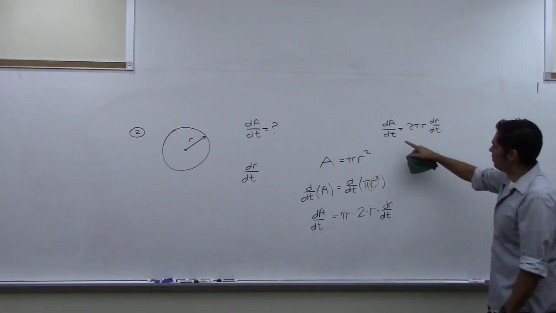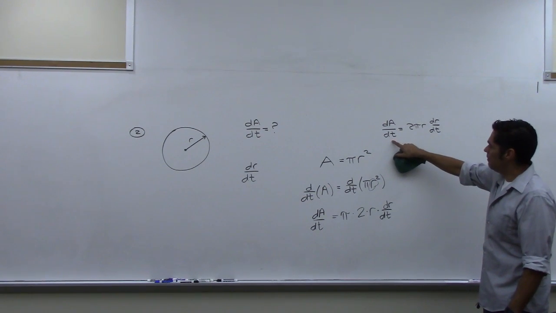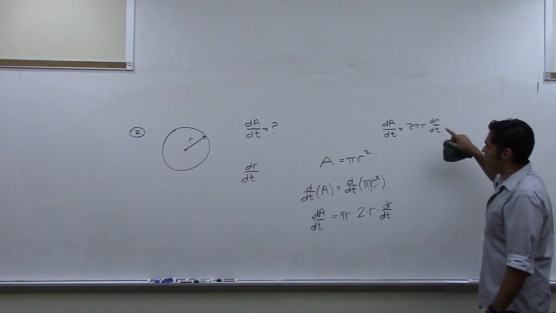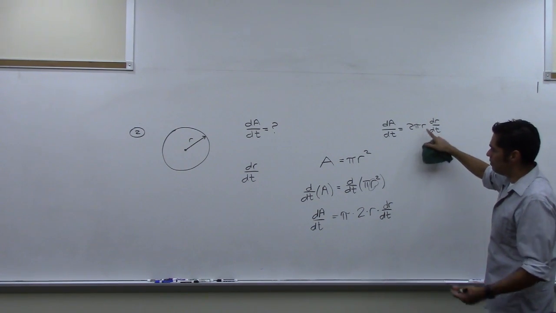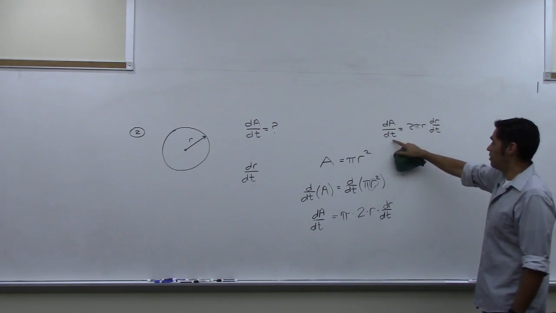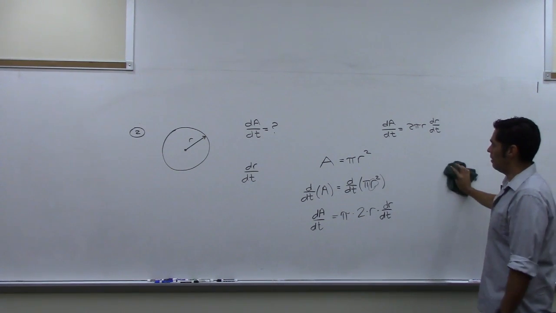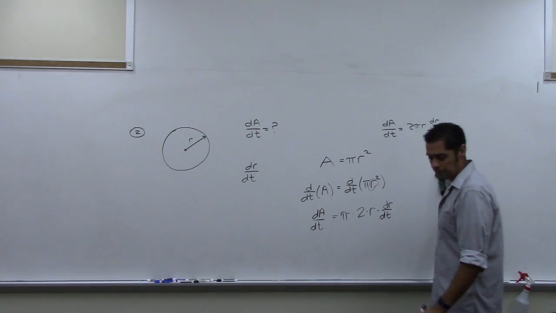So I have expressed the change in area, dA/dt, in terms of dr/dt. Notice we also would need to know what r is, but the problem just asks us to express it with this in it. So I've got it. That's the answer. That's part A.